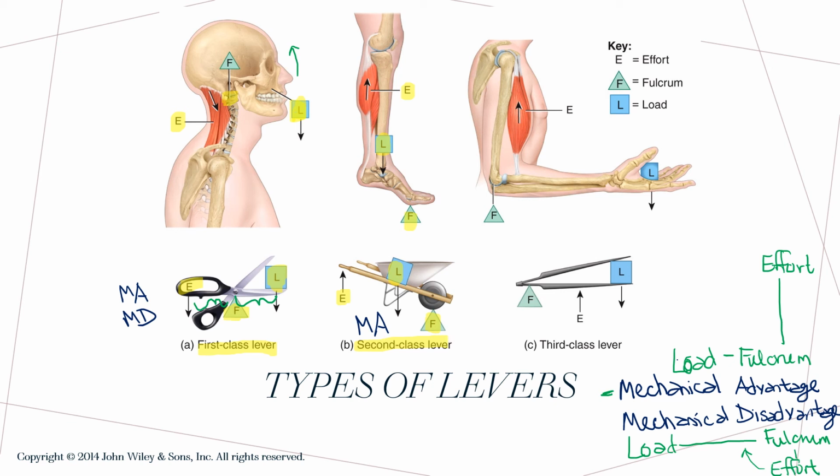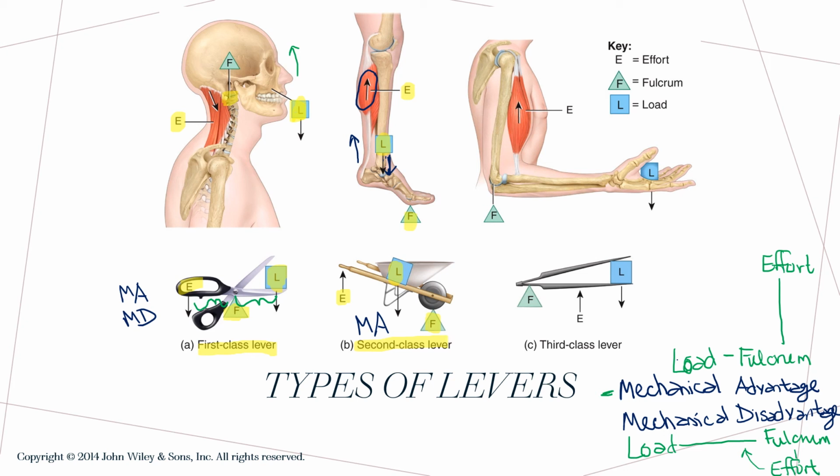Okay. An example of a second-class lever in the body is the gastrocnemius muscle here, providing the effort to plantar flex the foot and bring the leg up. So the load is the weight of the leg causing this downward weight here when we want to lift the leg up.